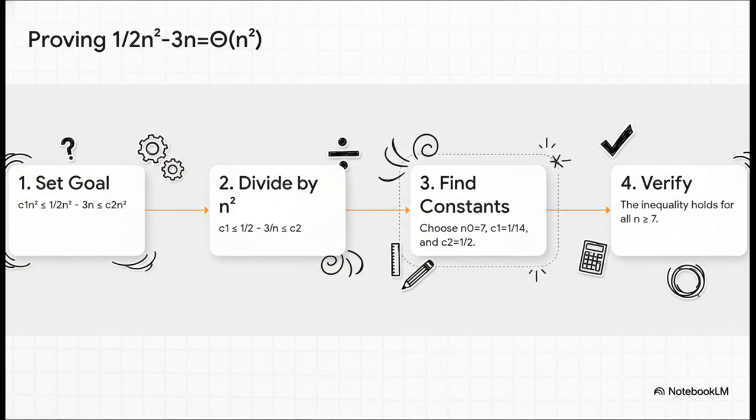Well, we just have to find those three magic numbers, c1, c2, and n0. The trick is usually to divide the whole thing by n squared to make it simpler to look at. From there, we just need to pick some numbers that work. You can see here that if we choose n0 to be 7, we can easily find a c1 and c2 that make the sandwich work from that point on. The key isn't finding the best constants, just proving that some set of constants exist.